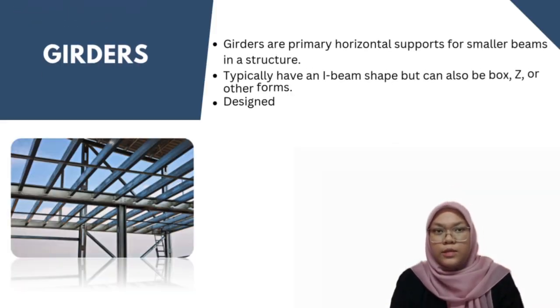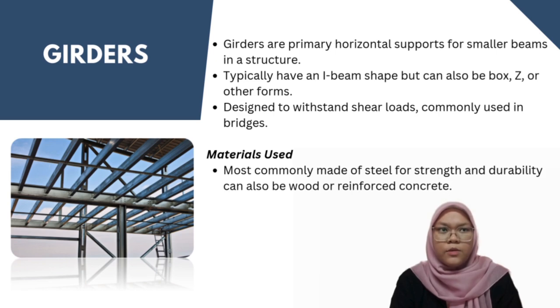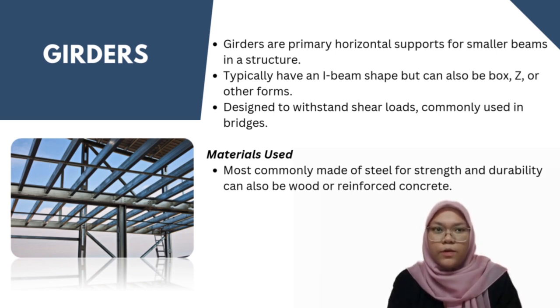Next, for girders. Girders are horizontal structural elements that support smaller beams, ensuring the stability of a building. Typically shaped like I-beams, they can also be box or zig-zag shaped and are designed to withstand shear loads, making them essential in bridge construction. Steel is the most common material for girders due to its strength. Tough wood and reinforced concrete are also used depending on the project. Steel's durability makes it ideal for large-scale construction.